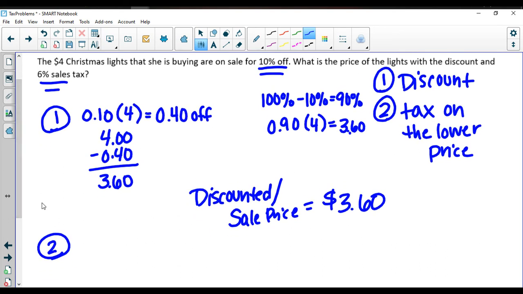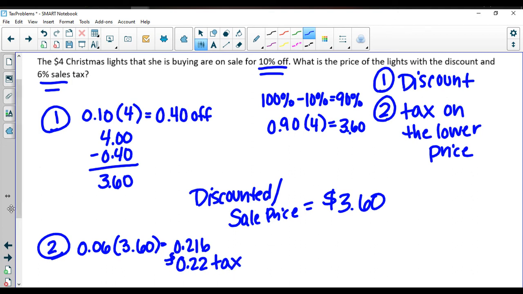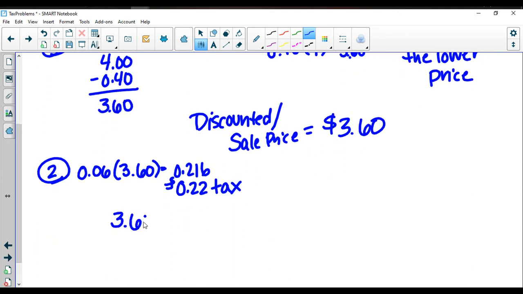For step 2, we now need to go calculate our sales tax again. The sales tax is going to be different because the price of the lights is different. So we can't just use our sales tax from the first problem that we did earlier. So if you're a method 1 person, we're still paying 6%, but now we're paying 6% on $3.60. So when I multiply that in my calculator, I get 0.216, which would round to 0.22, and that's my tax. Tax is going to get added on. So the lights are now $3.60, and I add on my 22 cents. So I'm going to be paying $3.82 now for the lights.